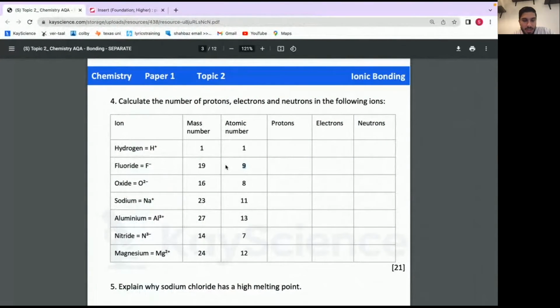Can you please just do the oxide and sodium? Do P equals, E equals, N equals for each one. Off you go. I'm going to give you 30 seconds to do that. Max 30 seconds. Go.